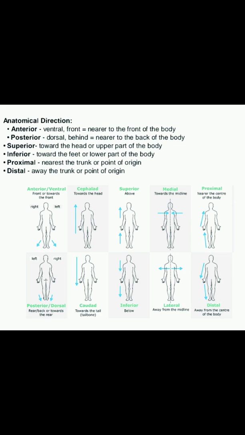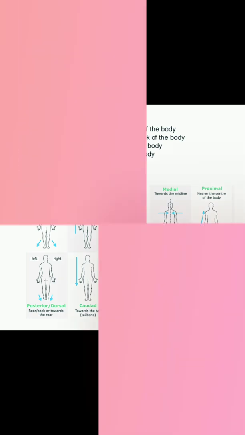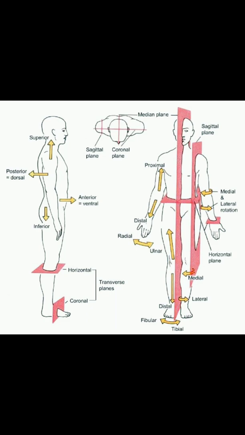Anatomical direction, which has anterior, posterior, superior, inferior, proximal, and distal. Anterior is ventral, front, near to the front of the body. Next, posterior is dorsal, behind, nearer to the back of the body. Superior, toward the head or upper part of the body. And inferior is toward the feet or lower part of the body.